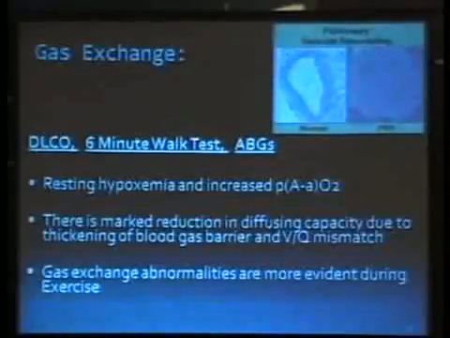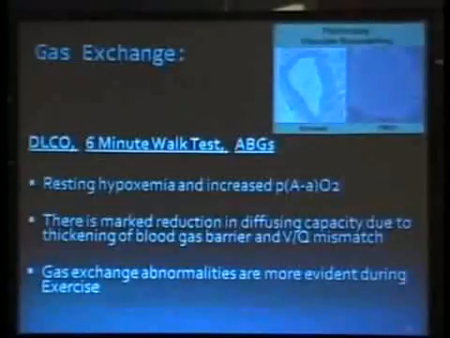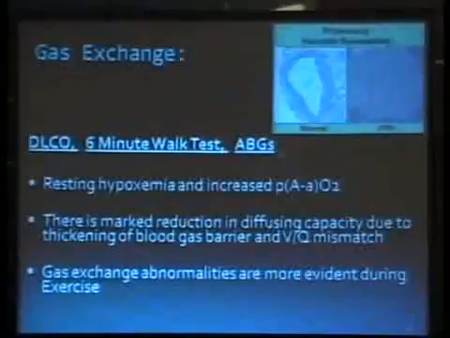You're going to do a diffusion capacity of the lung for carbon monoxide that measures the integrity of the blood gas barrier. You can ask them to exercise in what's known as a 6-minute walk test, where we put a pulse oximeter on our patients and we ask them to walk down the hall for 6 minutes, and we measure the distance and their saturation of oxygen while they're doing that. You can do resting blood gases, and you can ask them to walk around and do a blood gas after exertion.